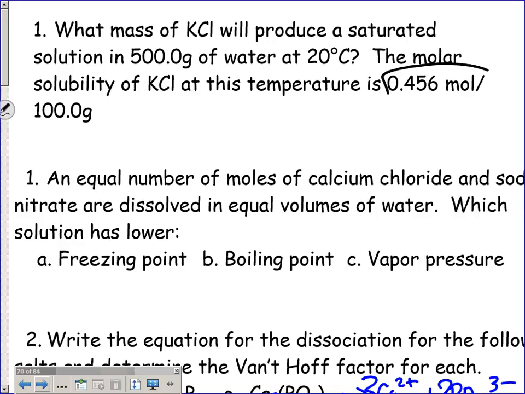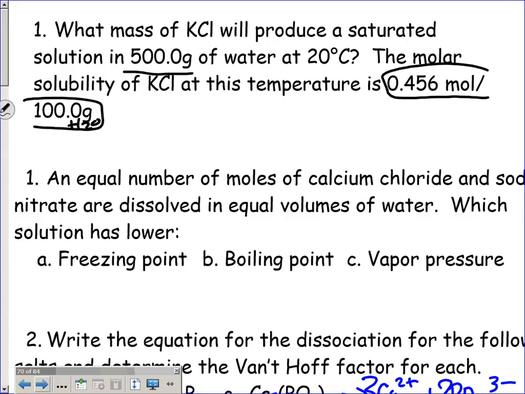So Chloe, this right here is the solubility of potassium chloride in 100 grams of water. Okay, so that's just like the ratio. I have 0.456 moles in 100 grams of water. So if I have 500 grams of water, I should have 5 times the amount, correct? That's just a ratio perspective.